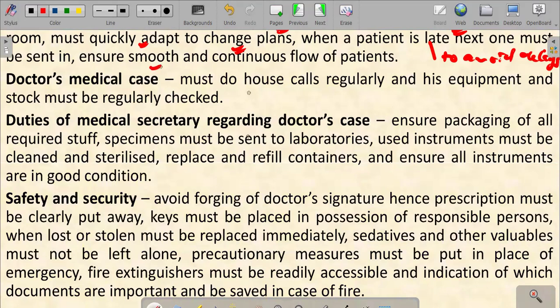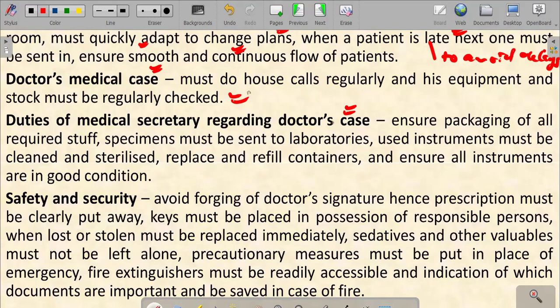The doctor's medical case must include regular house calls. His equipment and stock must be regularly checked. As a medical secretary, you need to be always on time and always alert to the doctor's expectations and demands. The house calls must regularly be made. Equipment and stock must always be checked to ensure that the doctor will not run out of stock.